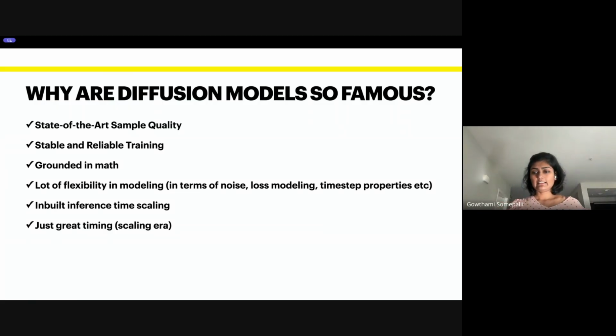And lastly, it's just great timing. Diffusion formulations came out in the scaling era, where we have large data sets and a lot of compute and a lot of interest in deep learning. A lot of money was pumped into it, and many smart people were working on it. So it just made these models really, really good because a lot of resources went into it, either compute-wise, data-wise, or even brilliant minds-wise.